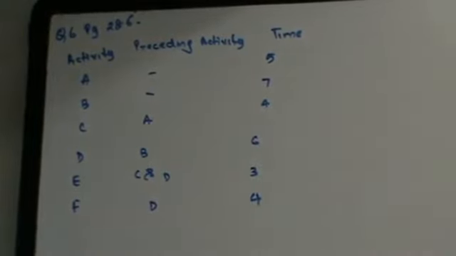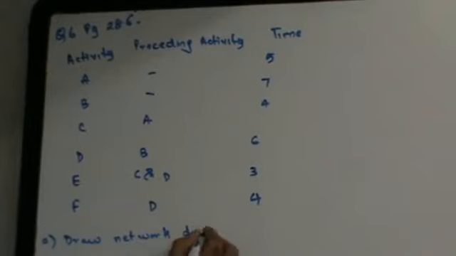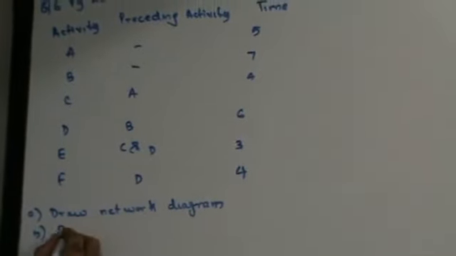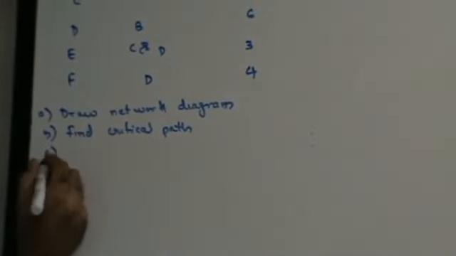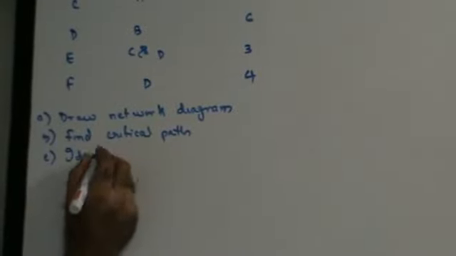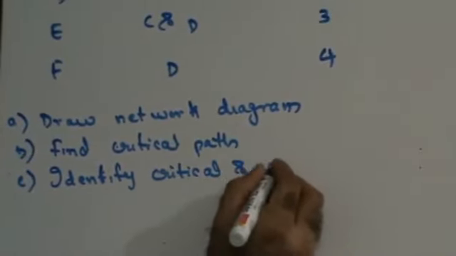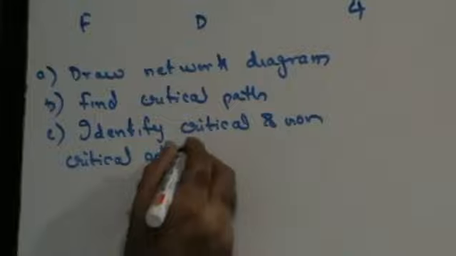They've asked you to draw a network diagram. First part of the question, draw network diagram. Next, find critical path. And third, identify critical and non-critical activities. Now, let's try to understand how we do this.